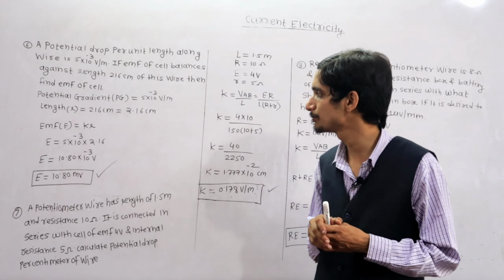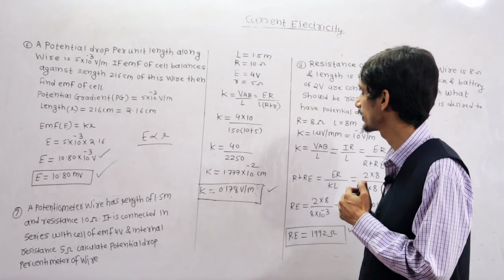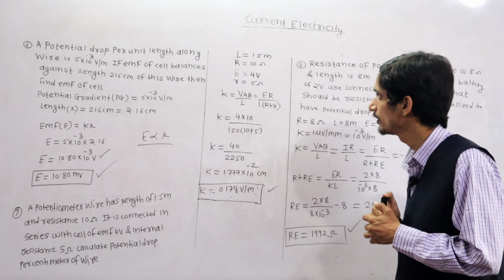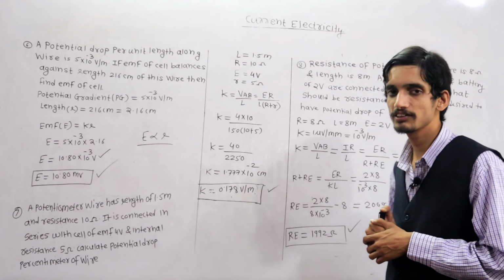Then problem number 7. A potentiometer wire has a length of 1.5 meter and resistance of 10 ohm. It is connected in series with a cell of EMF 4 volt and internal resistance of 5 ohm. Calculate the potential drop of the potentiometer wire. Length of the wire is given 1.5 meter, capital R, that is resistance of wire, 10 ohm, EMF 4 volt, and internal resistance 5 ohm.